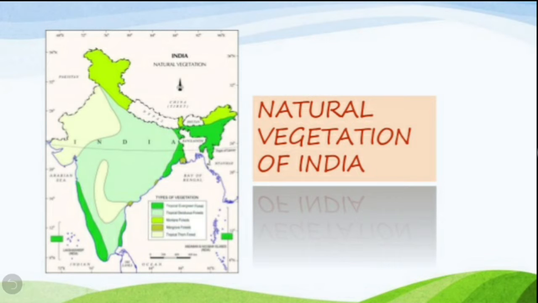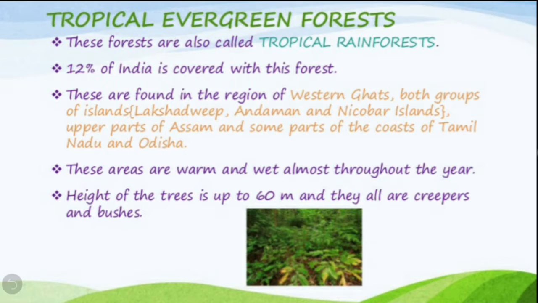So this is, children, the map of natural vegetation of India, which is very important and it comes also in the exam. It's given in your book. You can refer to your NCERT textbook for learning and practicing.